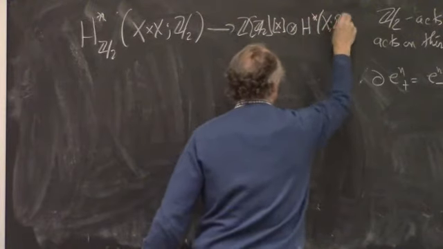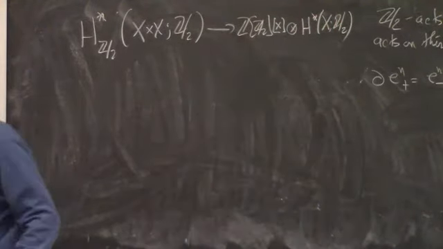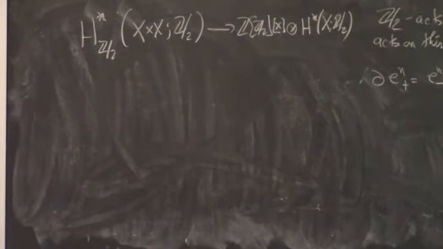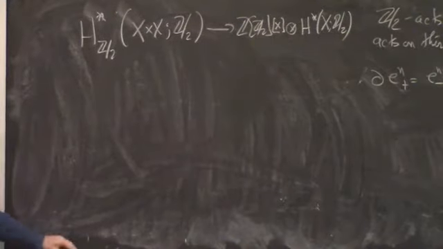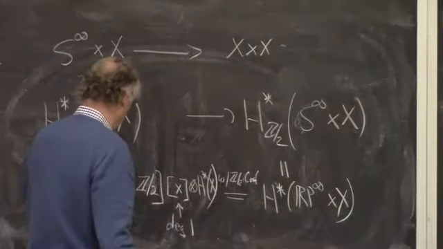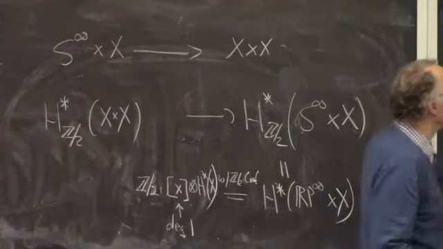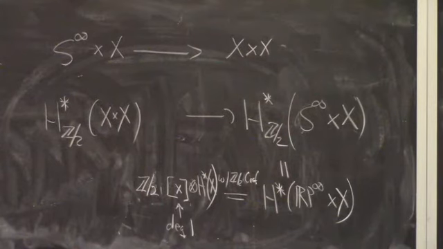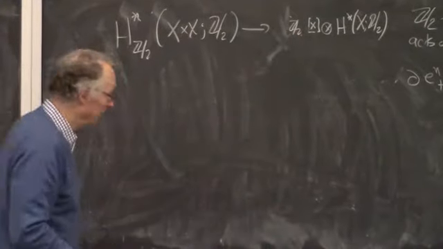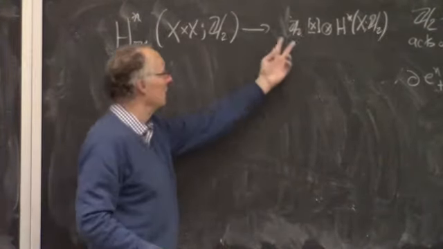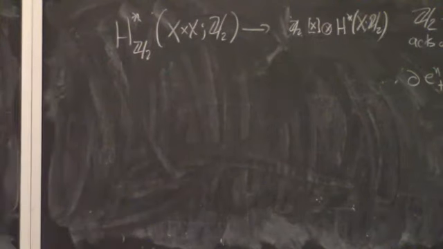Is it Z mod 2 of X, not Z? Sorry? The cohomology of RP infinity is Z mod 2 of X, not Z mod 2. Right. Thank you. Yeah, so the ground ring is the vector space with 2 elements, and this is the polynomial ring algebra.